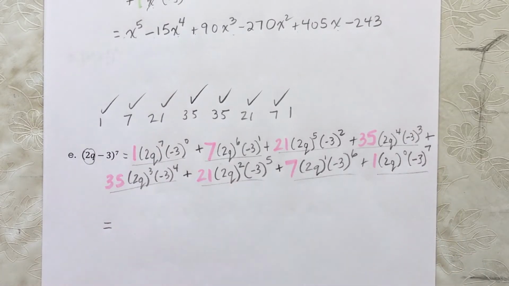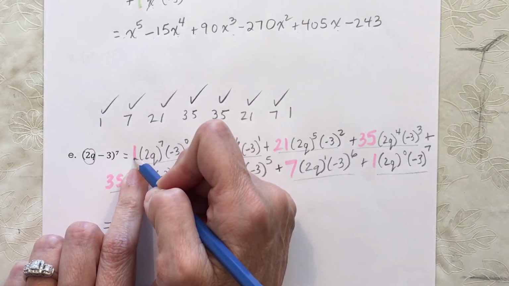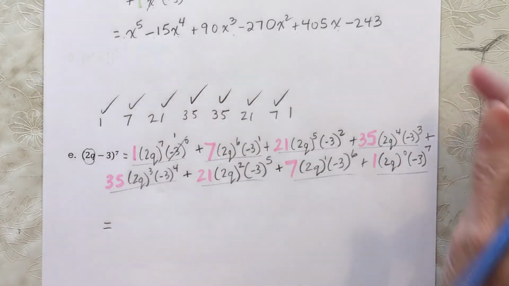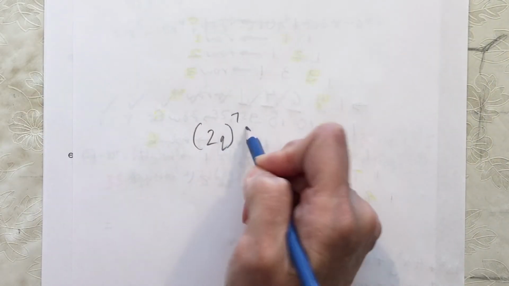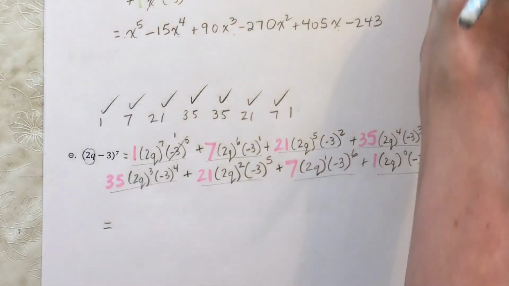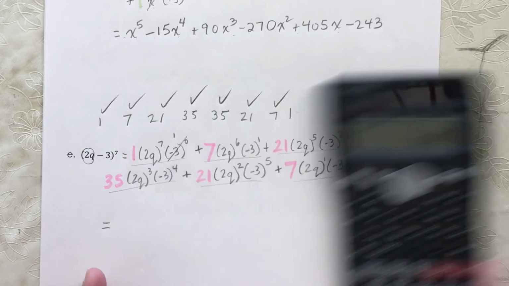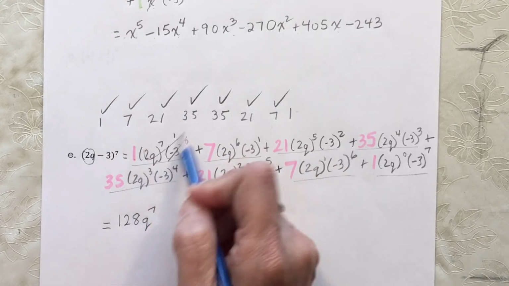need to be simplified. So if we look at our first term, we're going to use that idea that we had on our calculator here. So 1 times anything keeps it the same, and negative 3 to the 0 is also 1. So we're focusing on this 2q to the 7th. And we know we can think of 2q to the 7th as 2 to the 7th q to the 7th. So 2 to the 7th is going to be the coefficient. So 2 to the power of 7 is 128. So 128 q to the 7th is the first term.